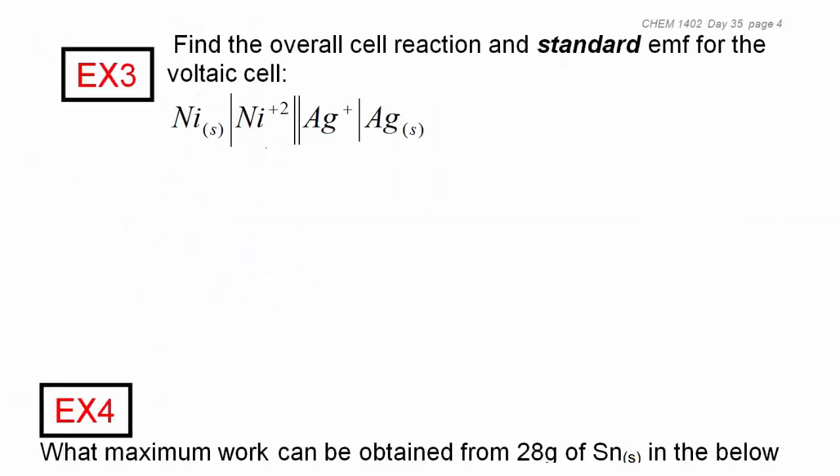Find the overall cell reaction and standard EMF for the voltaic cell. So the overall cell reaction, remember the game plan there is to add up the half reactions, cancel out the electrons, and whatever we get, that's our final answer. Standard EMF, that's the equation where E0 cell equals E0 cathode plus E0 anode.